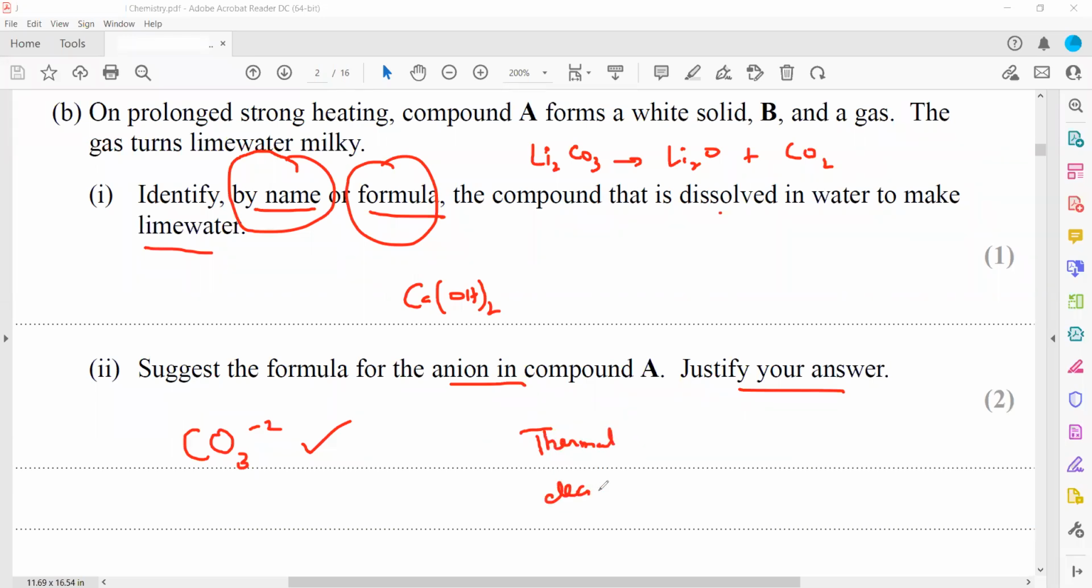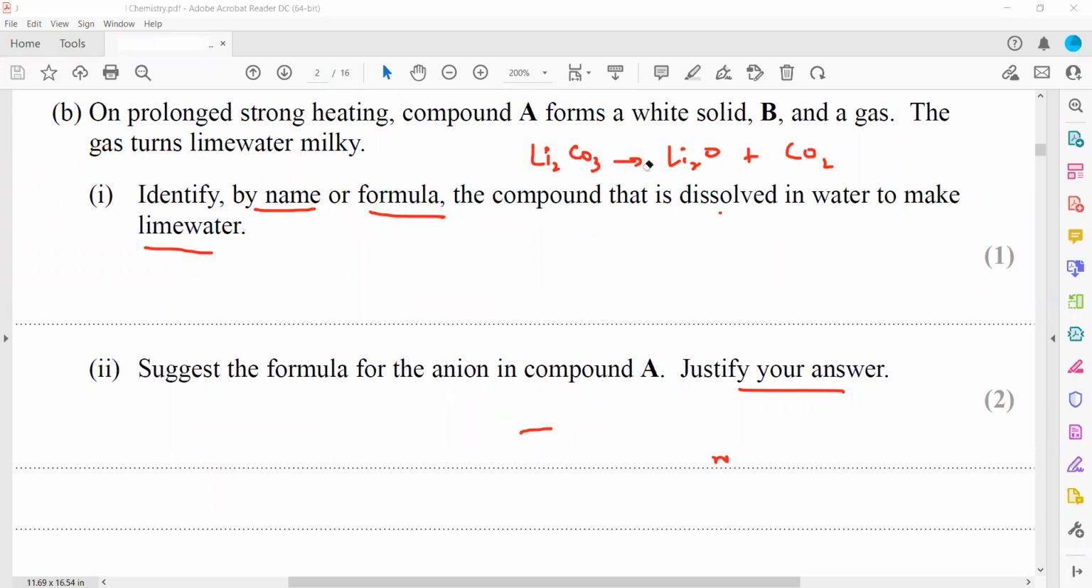So the thermal decomposition of this compound, what happened? It produced carbon dioxide, or CO2. So that is the justification, identifying that it contains a carbonate ion.